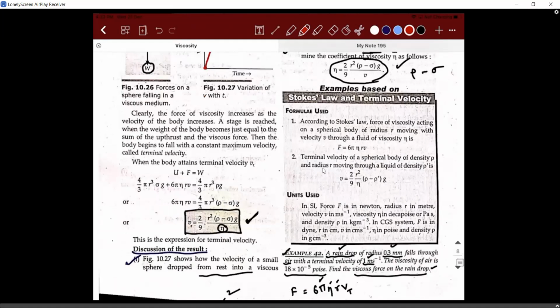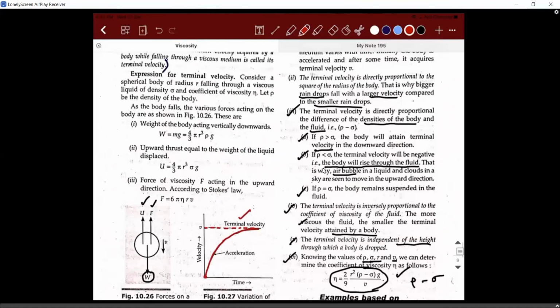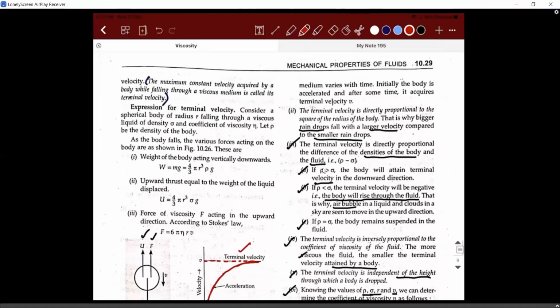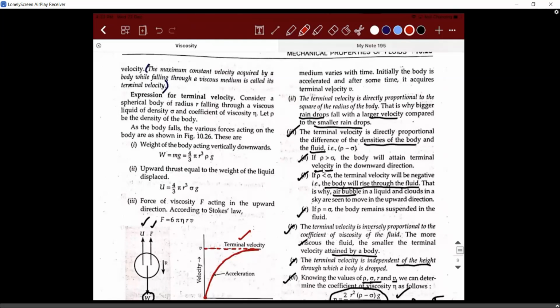Figure 10.27 shows how the velocity of a small sphere dropped from rest into a viscous liquid medium varies with time. Initially, the body is accelerated, and after some time, it acquires constant velocity. So the velocity will increase in this way, and it attains a constant value. Secondly, the terminal velocity is observed to be directly proportional to, so look at the expression, 2 by 9 into r square into rho minus sigma into g divided by eta. So velocity is directly proportional to whom? The square of the radius of the object.